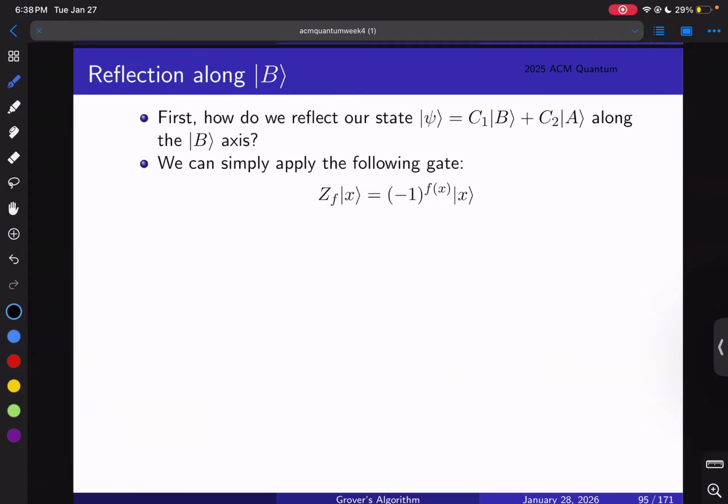So ZF, when you apply it on X, will do exactly what phase kickback did: it'll apply -1 to the F of X as a phase. So when it comes to actually implementing ZF, it'll be the exact same thing as phase kickback, but now that we know how phase kickback works, we can take it for granted and just say, okay, ZF, this is what it should do.